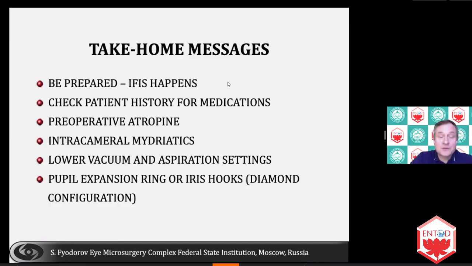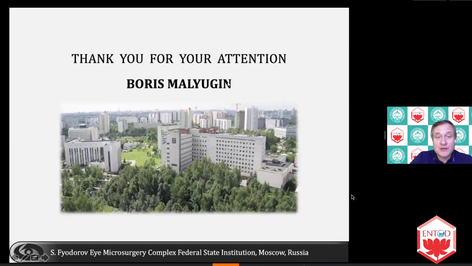So my take-home message is: be prepared, because IFIS happens. Check patient history for medications. However, we know that it doesn't necessarily happen only in patients taking some kind of medication. It's good to use preoperative atropine because it also decreases the chance of floppy iris. Intracameral mydriatics are very helpful. We need to lower vacuum and aspiration settings. And of course, if all these measures do not provide full success, you need to use a pupil expansion ring. And I thank you very much for your kind attention.